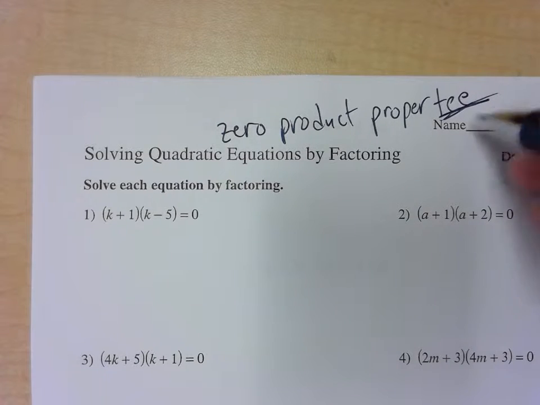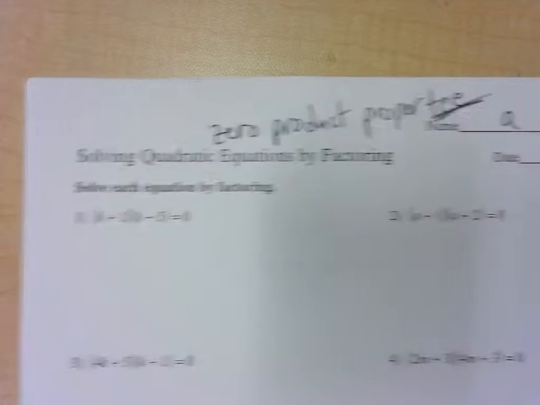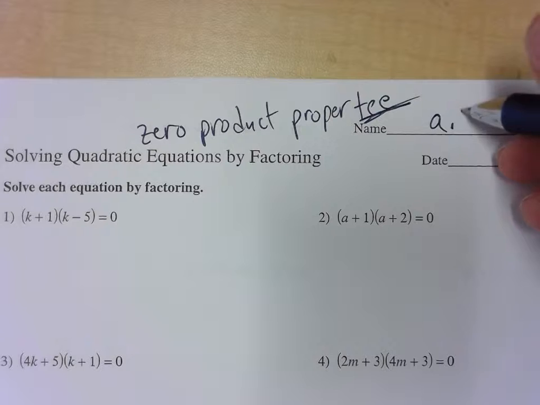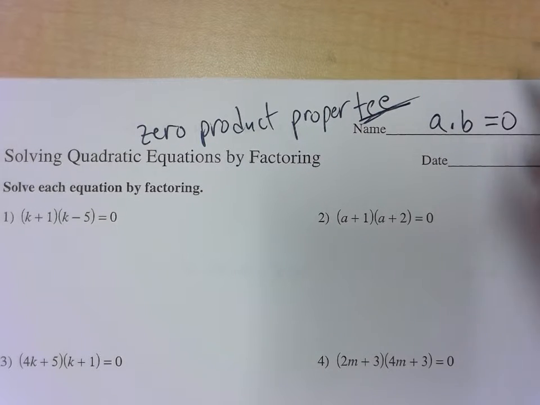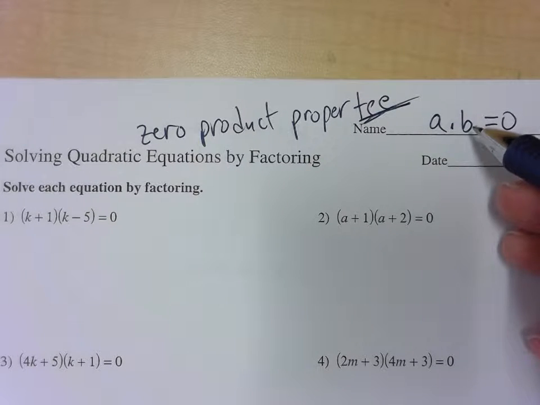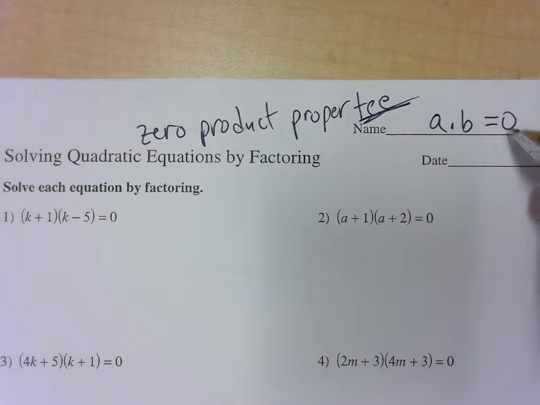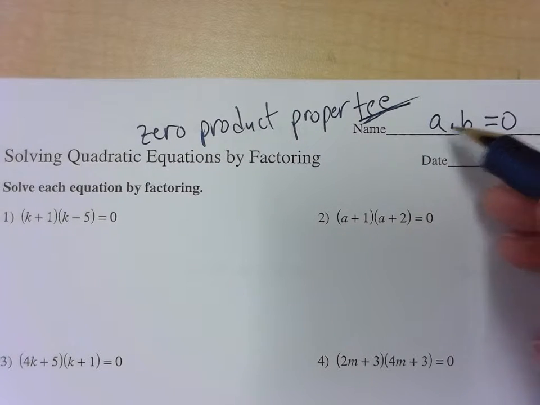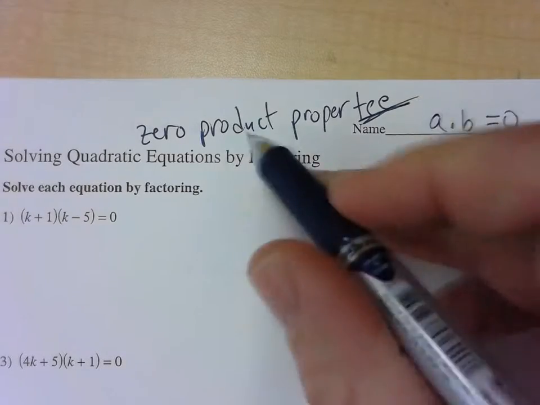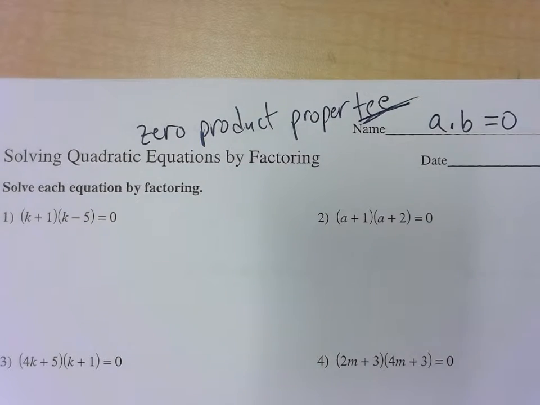So what the zero product property says is if you have a first thing times a second thing equals 0, then either one of those could be 0. So if A was 0, B could be anything, and the answer is 0. If B was 0, then A could be anything, and the answer is still 0. That's what the zero product property says.